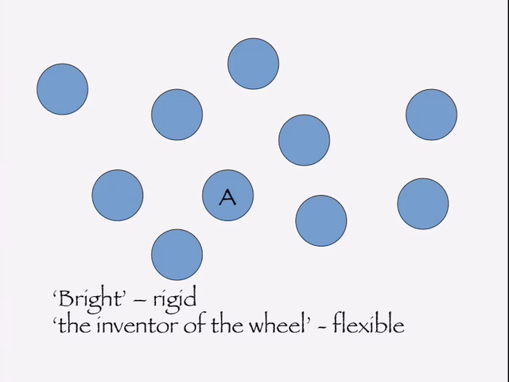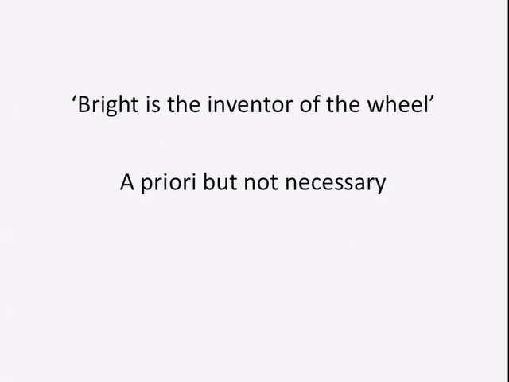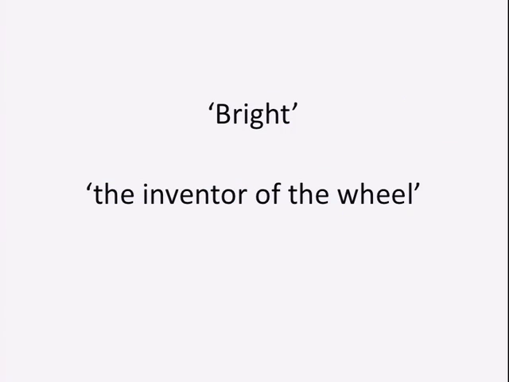Therefore, consider the remark, Bright is the inventor of the wheel. I just introduced the name Bright to you. I said, whoever's the inventor of the wheel, we'll call that one Bright. Is it a priori that Bright is the inventor of the wheel? Can you tell whether that's true? Suppose at this point I just explained the name Bright to you. I said, we don't know whether it's male or female, but we'll call the inventor of the wheel Bright anyway, just to give him a name.